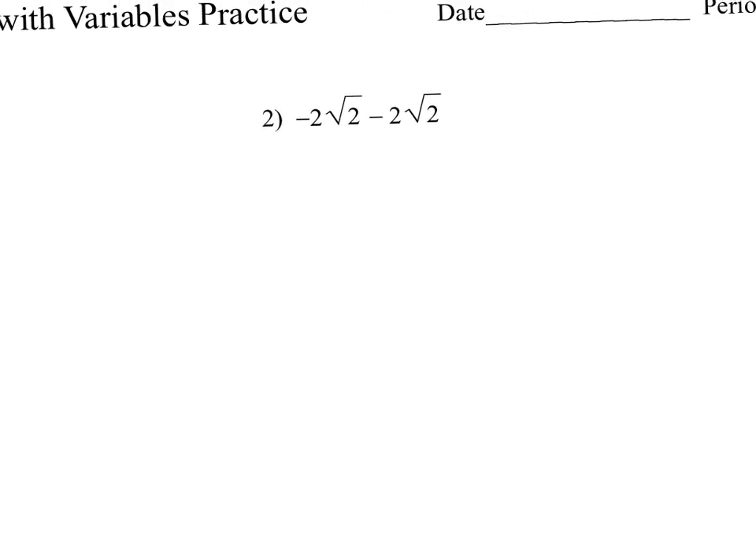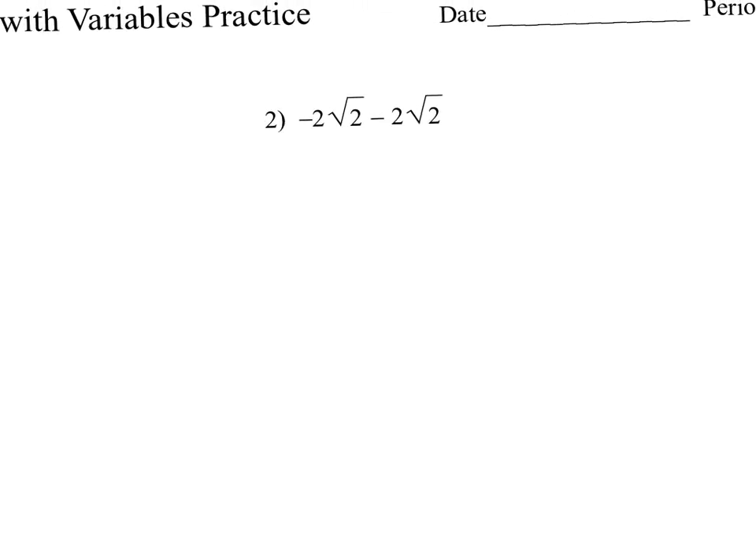Okay, for the second problem, looking at this again, what is under the radical? We have a 2 and a 2. So that means that I can just put together whatever is out in the front. So we have a -2 and a -2. So -2 minus 2 gives me -4. And then the radical 2 just stays the same.